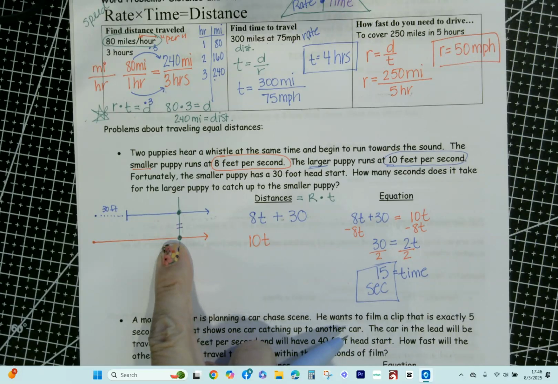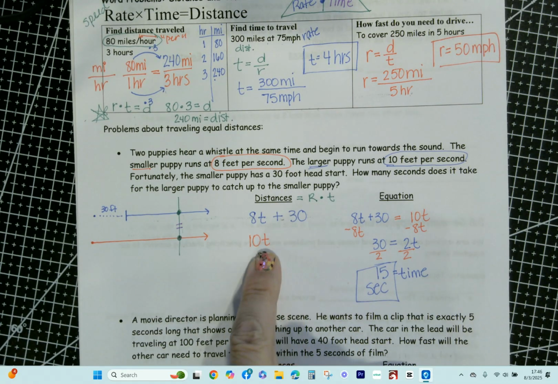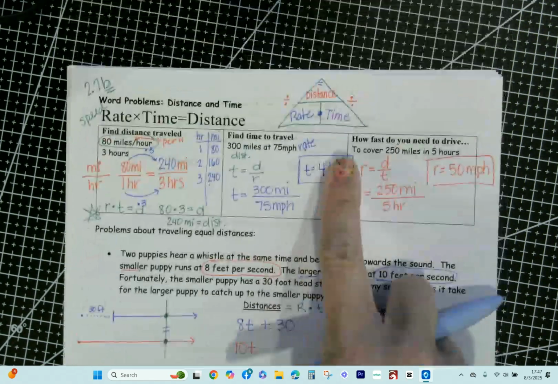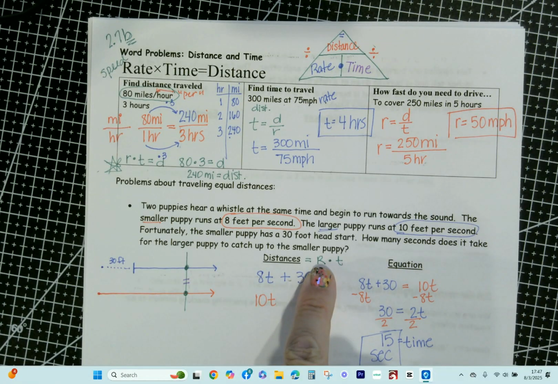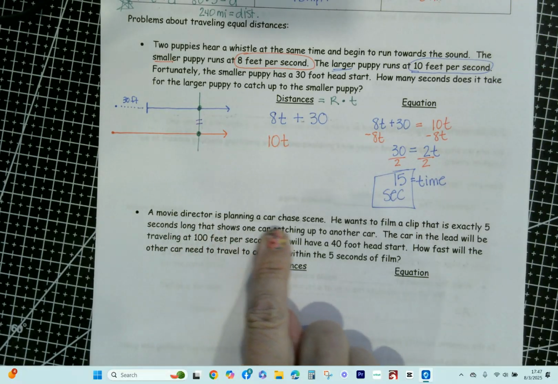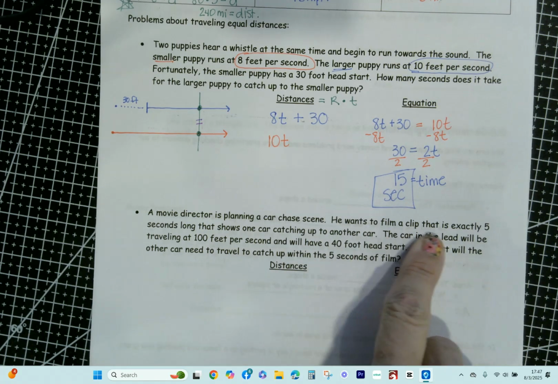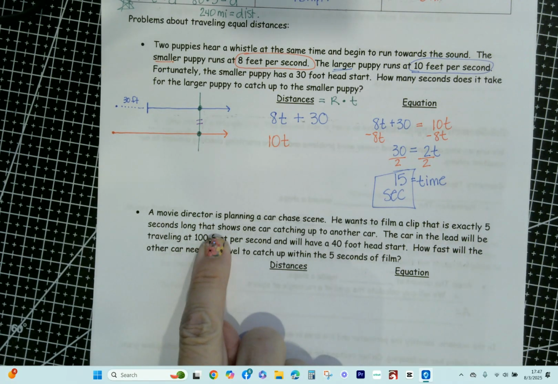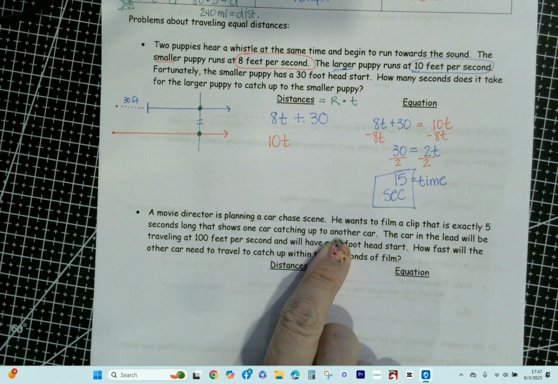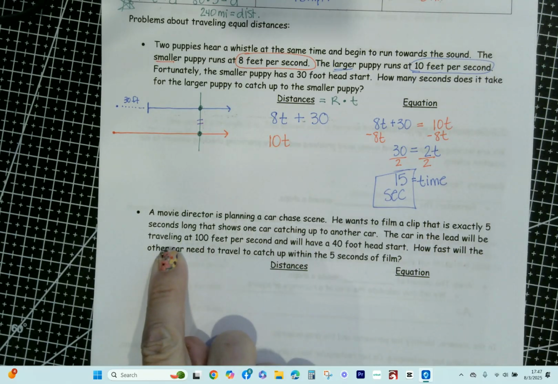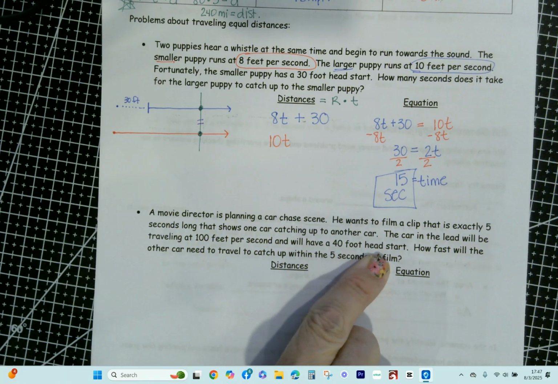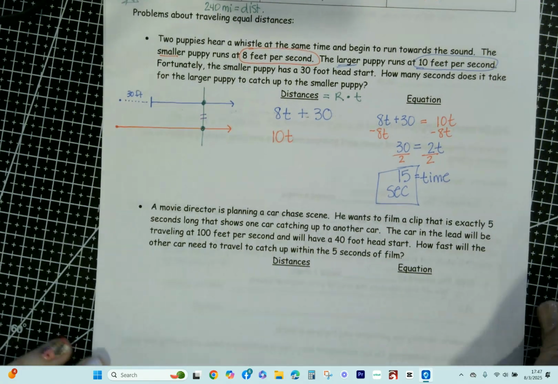It helps to draw a visual, then write out what the visual represents, and then make your equation. You also want to know from our triangle up top, what am I doing? Am I multiplying or am I dividing? All right, here we go. A movie director is planning a car chase scene. He wants to film a clip that is exactly 5 seconds long that shows one car catching up to another car. The car in the lead will be traveling at 100 feet per second and will have a 40-foot head start. Let's draw that out.